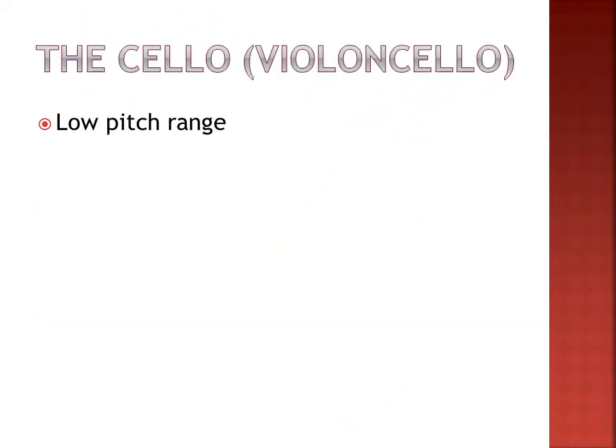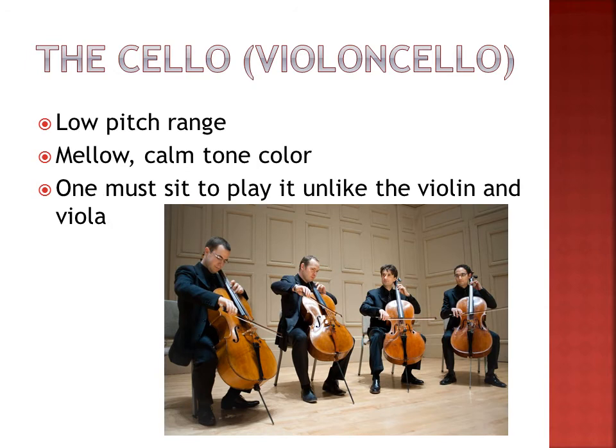The cello, or violoncello as it used to be called, has a lower pitch range. It also has a mellow, calm tone color. You have to sit down to play the cello, unlike the violin and viola. The cello is held up not only by the person sitting behind it, but also by what's called an end pin sticking into the floor below.